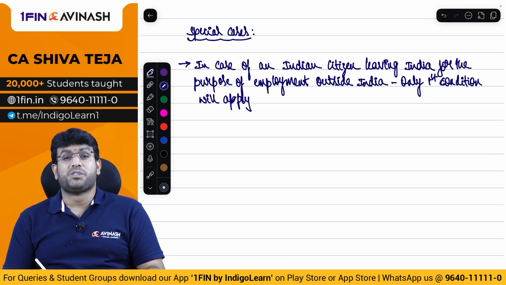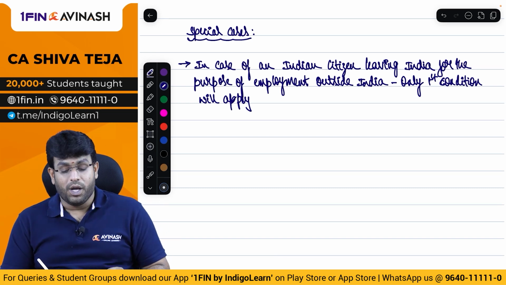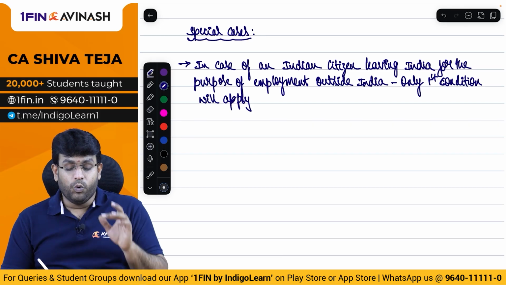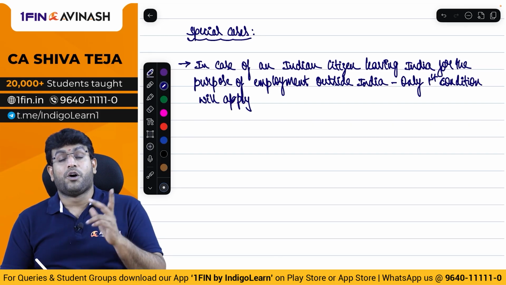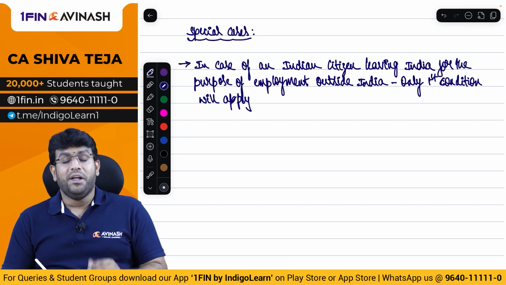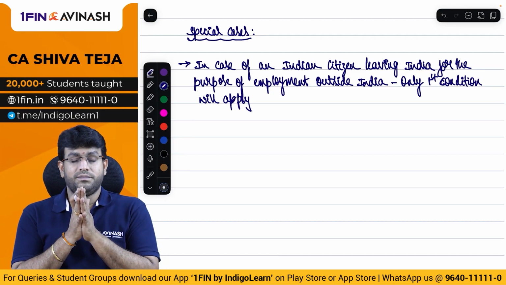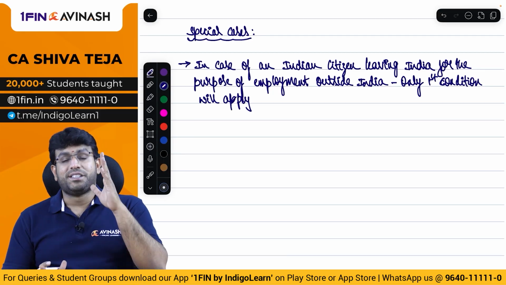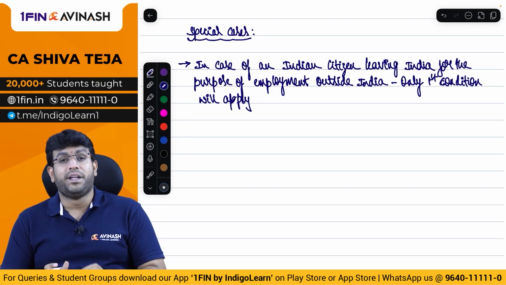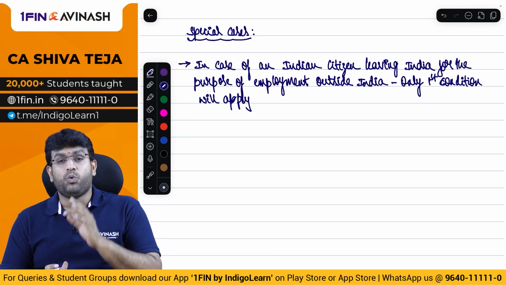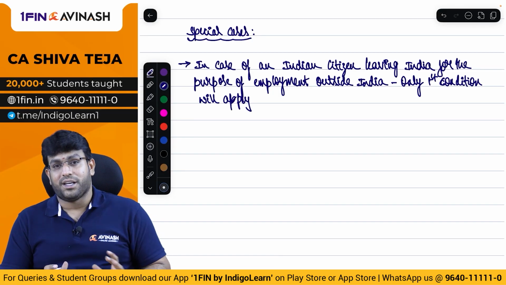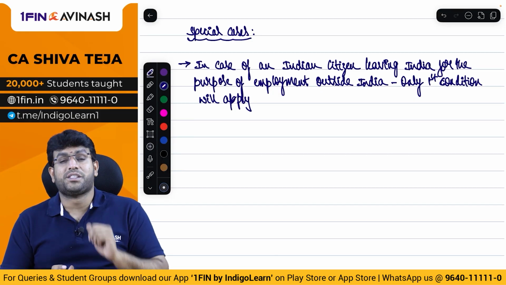Only first condition will apply means what? 182 days or more. So if a person is an Indian citizen who is leaving India for the purpose of employment outside India, then this kind of person is treated as a resident only if he is in India for a period of 182 days or more during the tax year. If not, he will be regarded as non-resident.